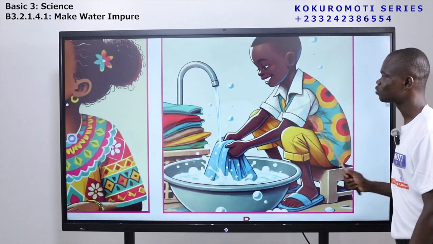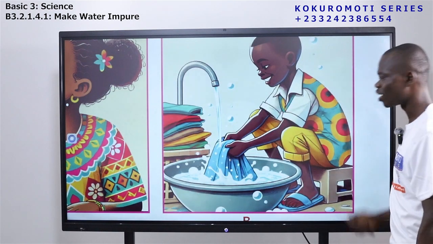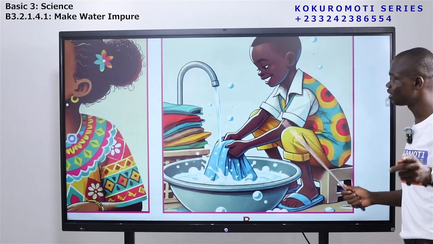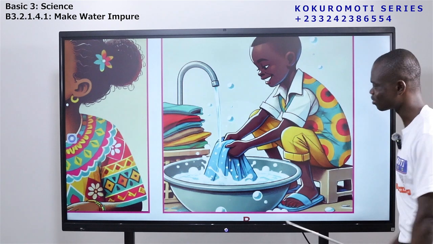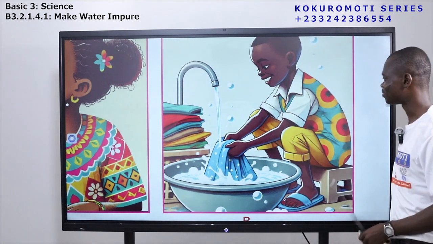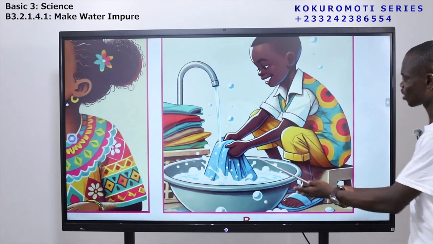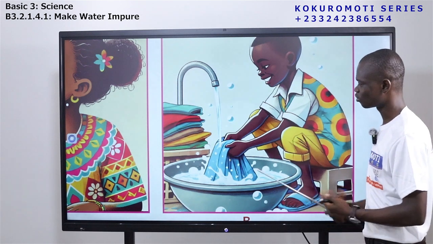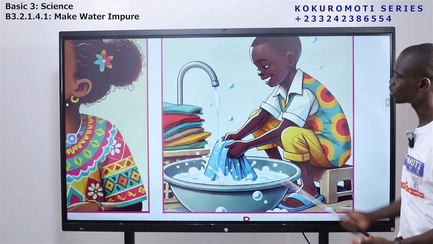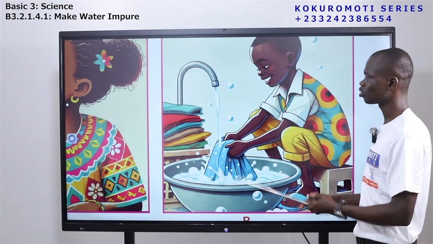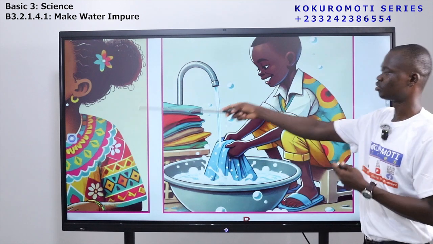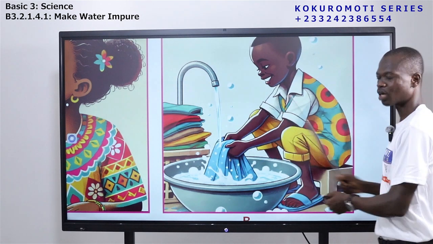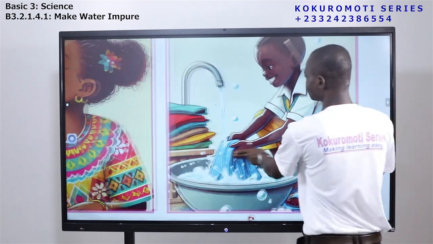This is Kofi. I know this boy. He is in your school. So what is he doing? He's washing. He's using water to wash. So water, apart from drinking, we also use water to wash.